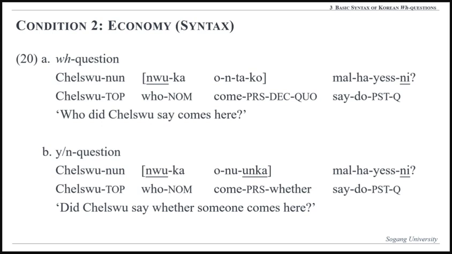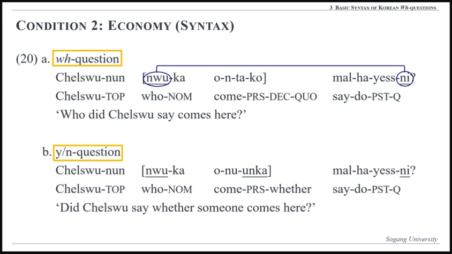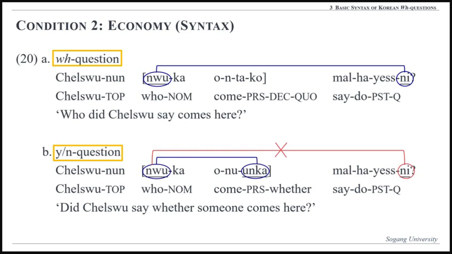The second condition for the WH question is the notion of economy. For example, the sentence like in 20a, 철수는 누가 온다고 말했니? Here, the Q marker C-commands the WH element. Therefore, the sentence is a WH question. However, 20b is not a WH question but a yes-no question, because the embedded WH element does not agree with the Q marker ni, but agrees with 은가, which is closer than ni. This indicates that the notion of economy is involved in an agreement relationship between the WH element and the Q marker.